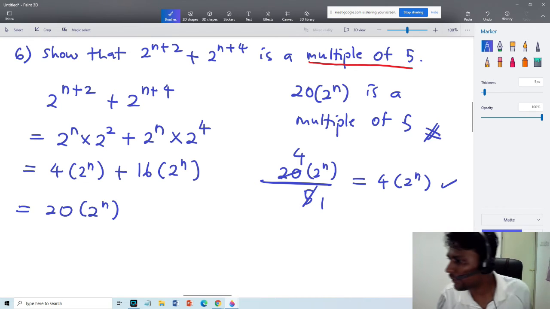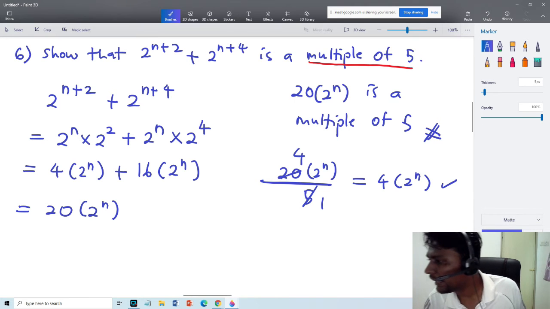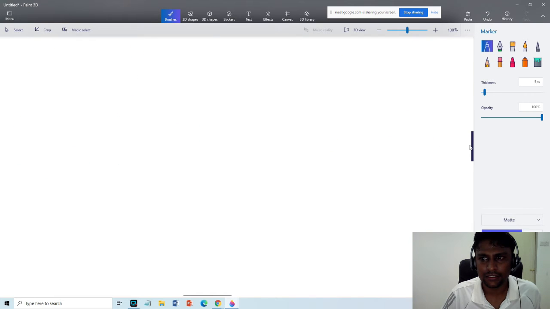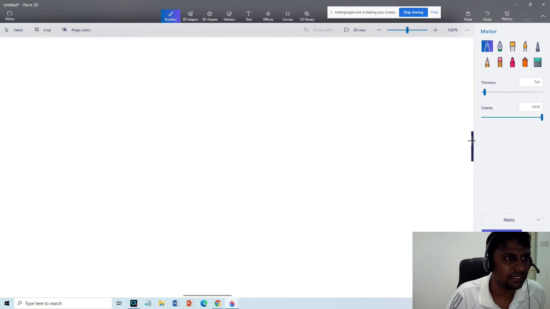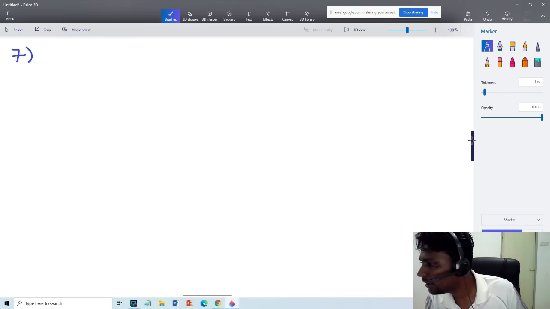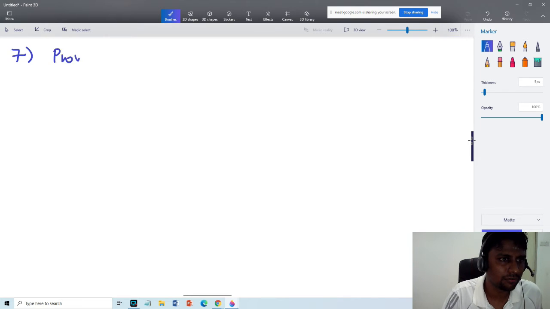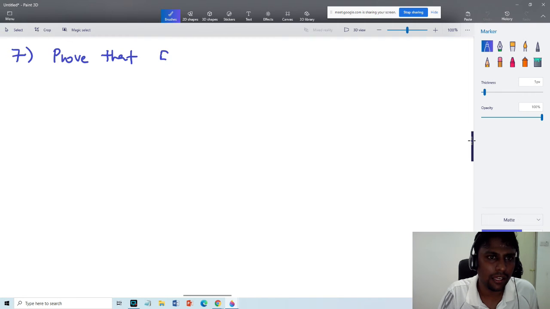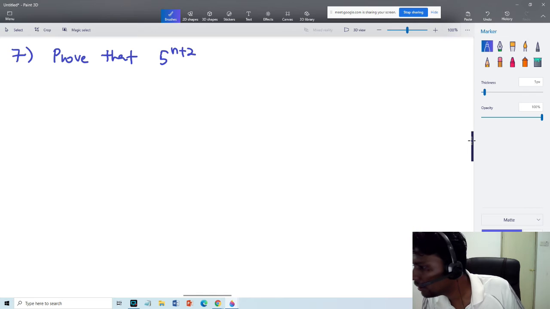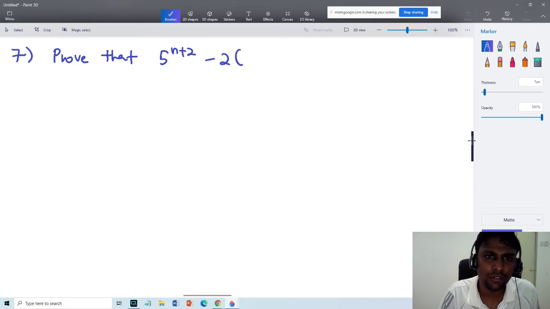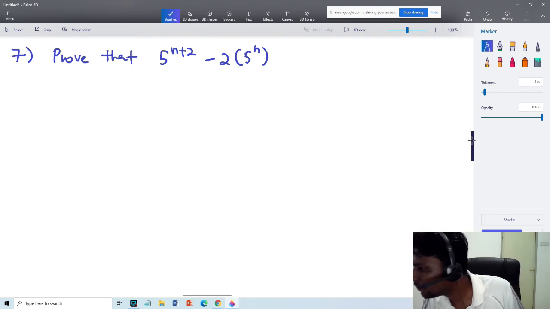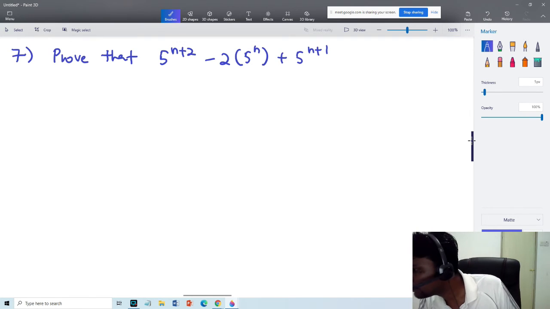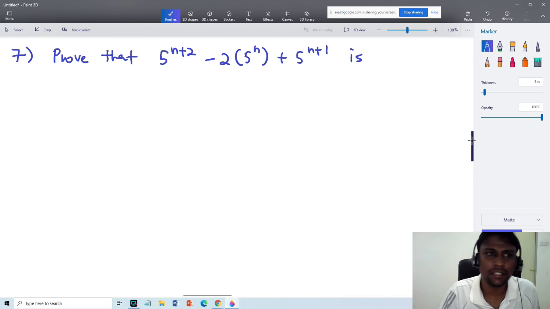Okay, want to try another question? Okay, I think I can give you one more question. Okay, number 7. Okay, go for question number 7. Prove that 5^(n+2) minus 2 times 5^n plus 5^(n+1) is divisible by 4.